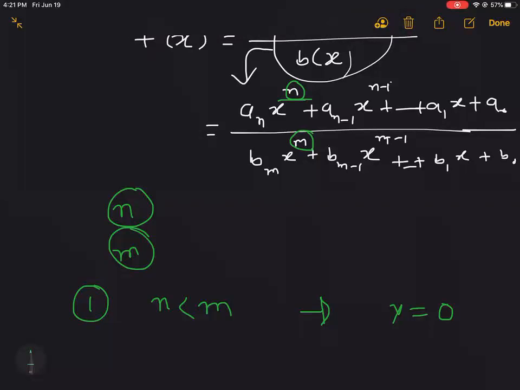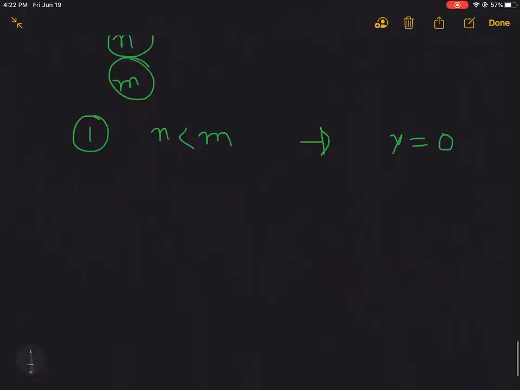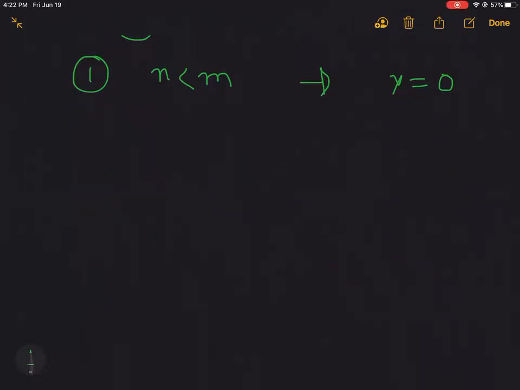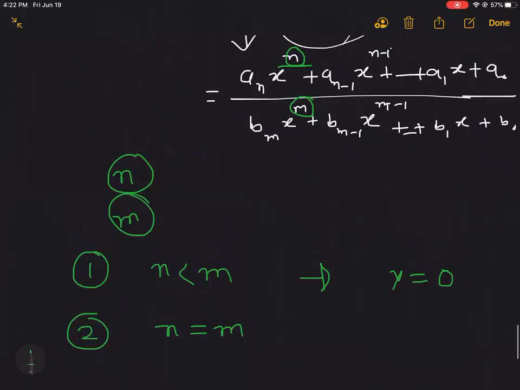If your degree of the numerator is less than the degree of the denominator, you can straight away say that y equals 0 is your horizontal asymptote. I'll just show the cases first, then I'll show at least one example of each. Okay, if the degrees are equal, then we'll actually take the ratio of the leading coefficient.